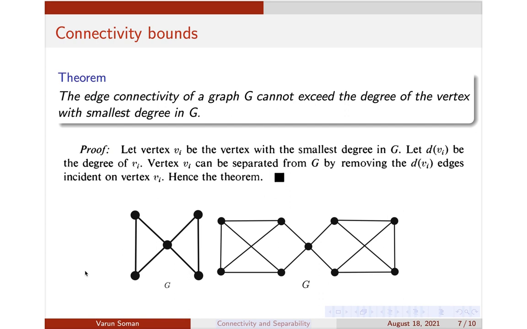Here is the example which I have given to you. If you look at this graph, the edge connectivity of this graph is 2, and the vertex with minimal degree also has degree 2. So this theorem is proved here.